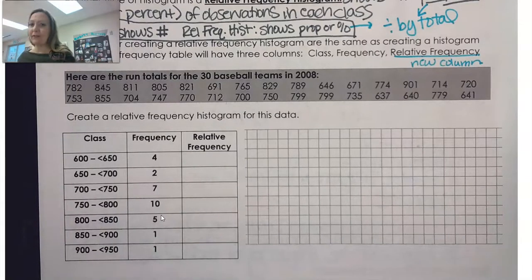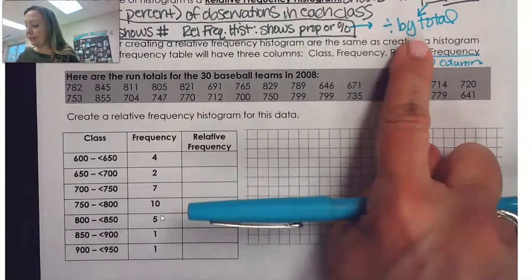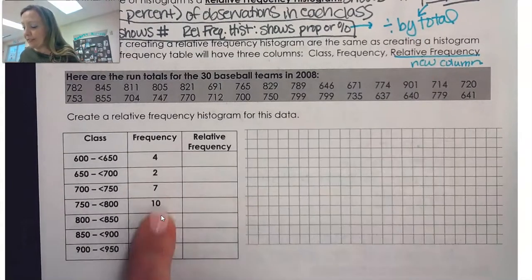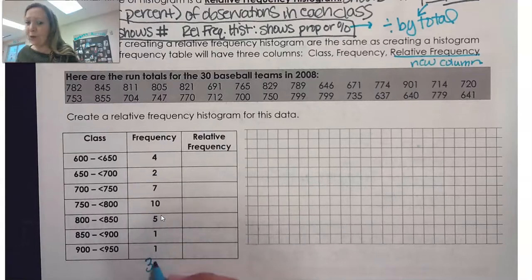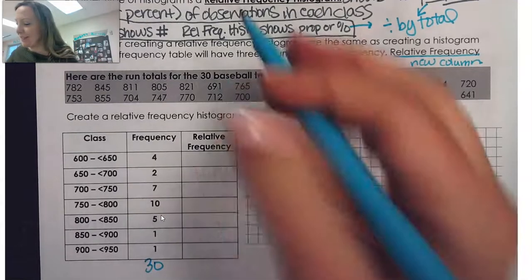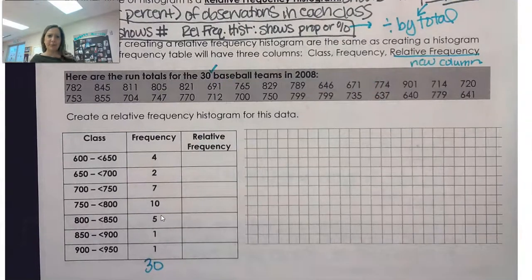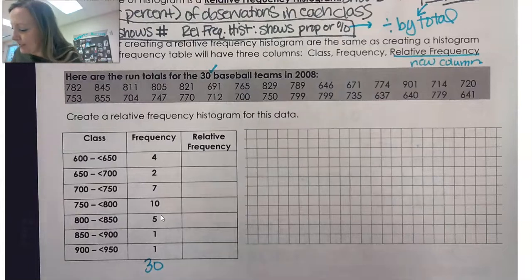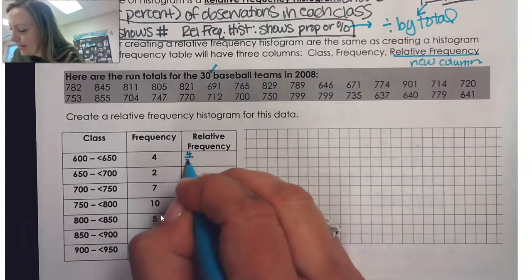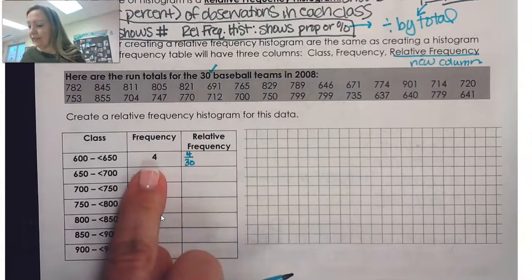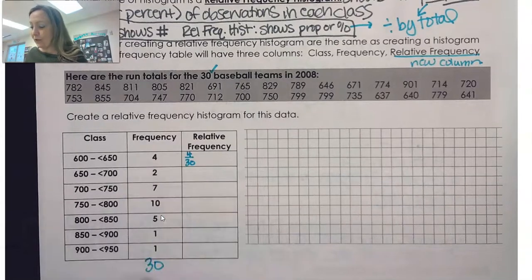So for our relative frequency, we divide by our total. Well, if we add our frequencies up, we get 30, which is good because we said that there were 30 baseball teams that we were dealing with. So that means that we should have 30 pieces of data. And so what we're going to do to find the relative frequency is divide each of the frequencies by that total of 30.